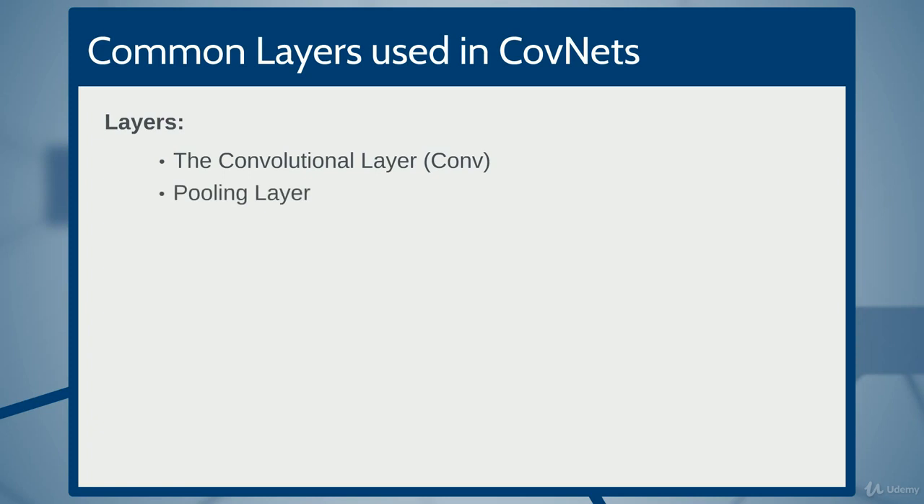But you're also going to see what's called a pooling layer. And a pooling layer is going to progressively reduce the spatial size of the representation to reduce the number of parameters and computation in the network. This is going to be very helpful because it will prevent overfitting, improve our generalization.